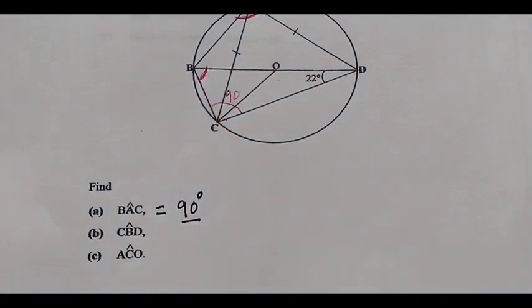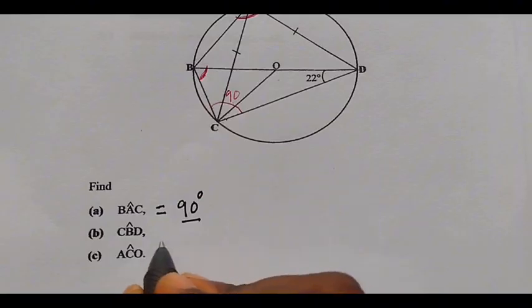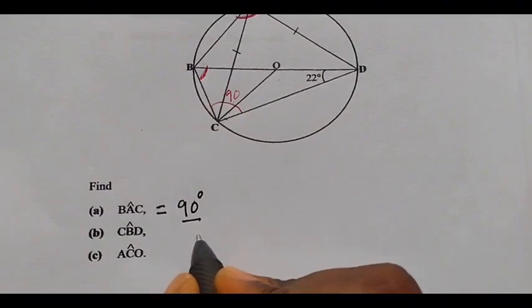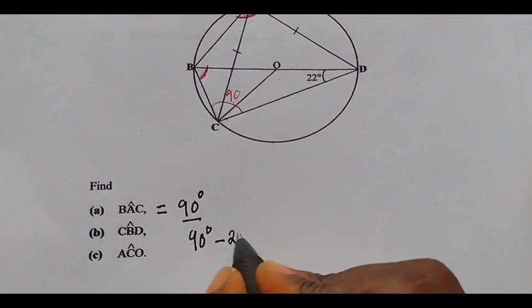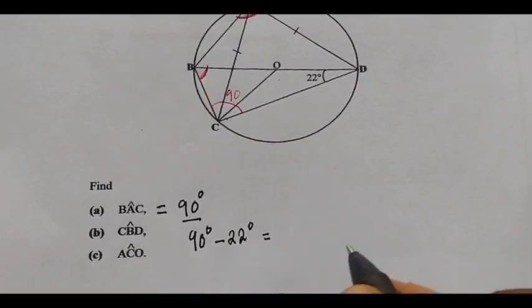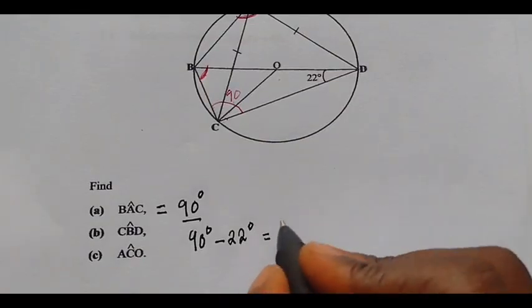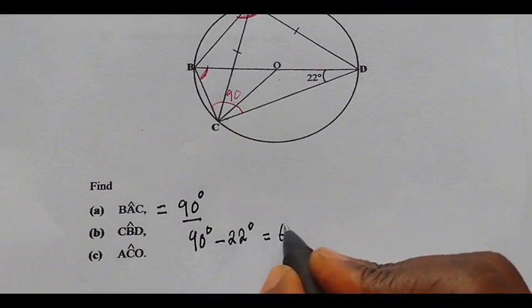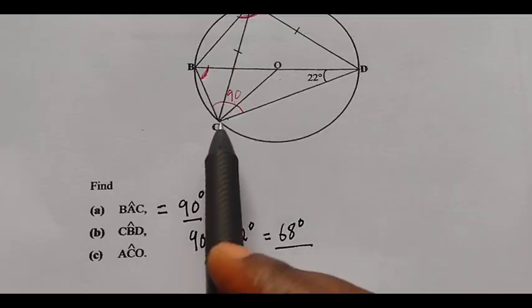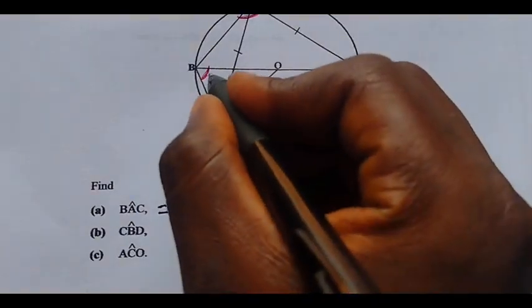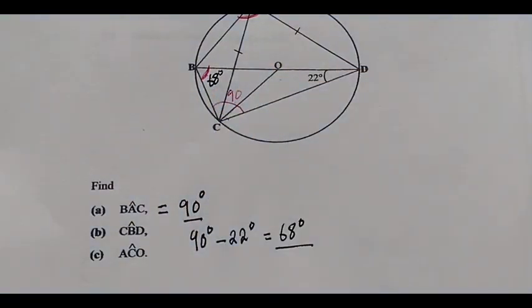So for this one, we'll say we have 90 degrees minus 22 degrees. So this will give us what? 68 degrees. So the angle CBD here, we're going to get 68 degrees right there. So we are done. Let us now move on to the third question right here, ACO.